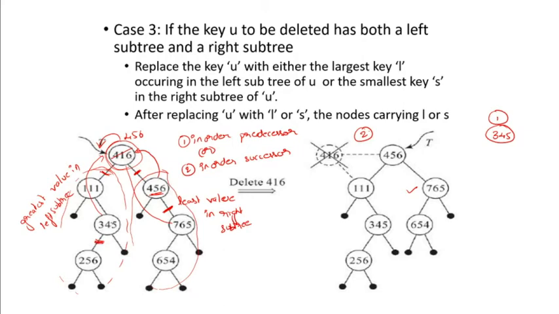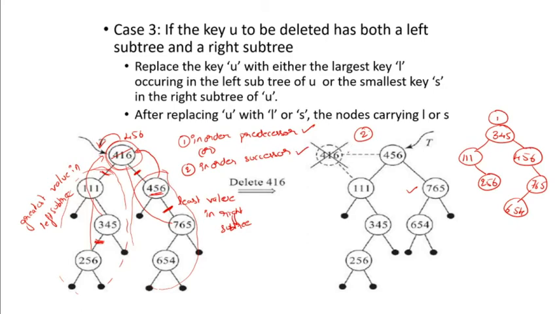345 has a single child. So what happens here? The right part of 111 will get connected to 256. So what will happen here? You will have 111 here, and to the right of 111 you will have 256, and here you have 456 and then 765, and to its left you have 654. Okay, understood? So you can either do this or this.